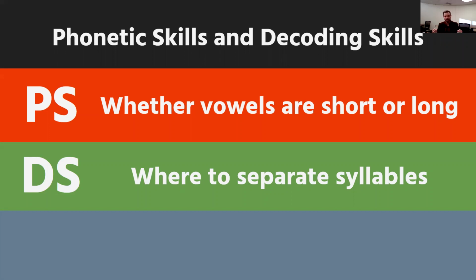And we need to know how to separate that word into the syllables so that we know how to apply the phonetic skills to each syllable in the word. If we can do that, then we treat each syllable like it's its own little word, and then we can predict whether the vowel in each syllable will be short or long. So we use the decoding skills to separate the word into parts, and then we use the phonetic skills to determine the vowel sounds.